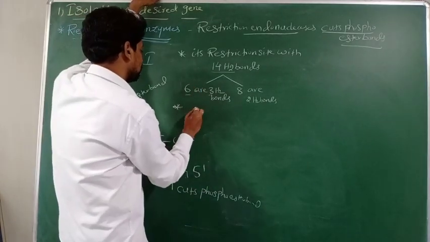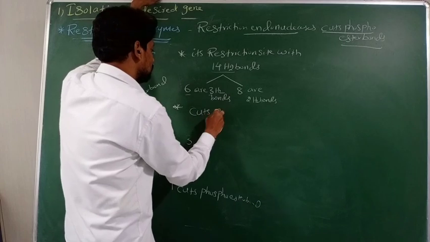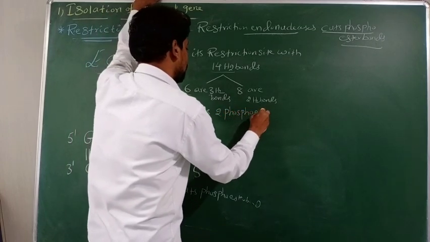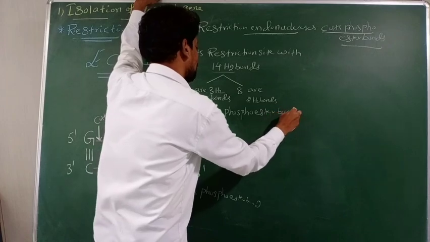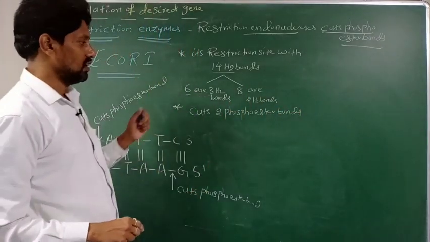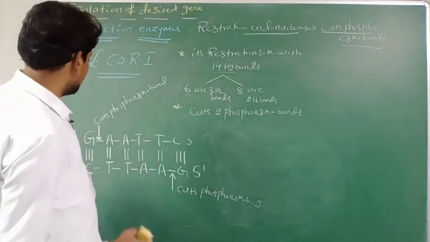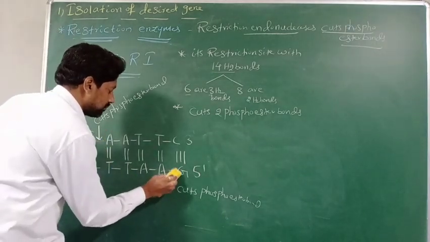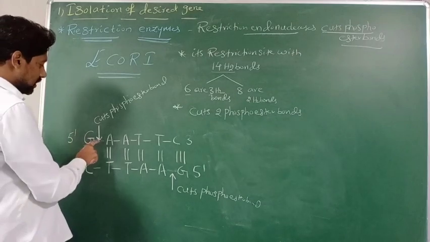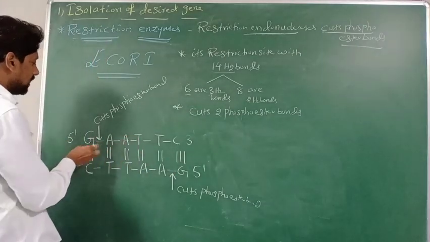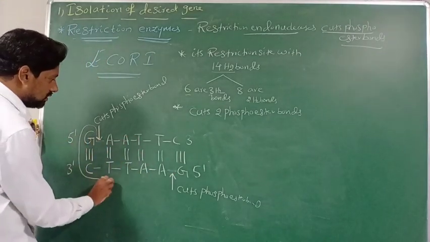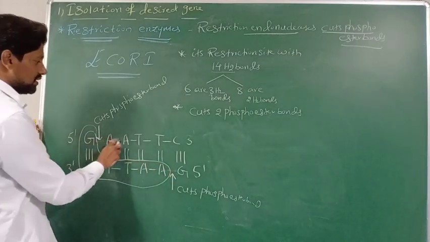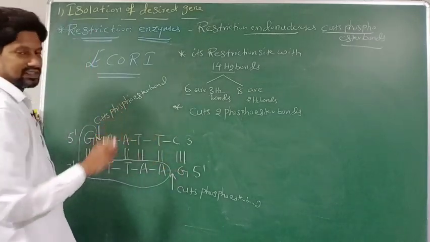Therefore, it cuts 2 phosphoester bonds. Now see this statement carefully. When it is going to cut here and here, is it okay? When it cuts here and here, then we are going to get fragments, right? This is one fragment, and this is another fragment, yes or no?